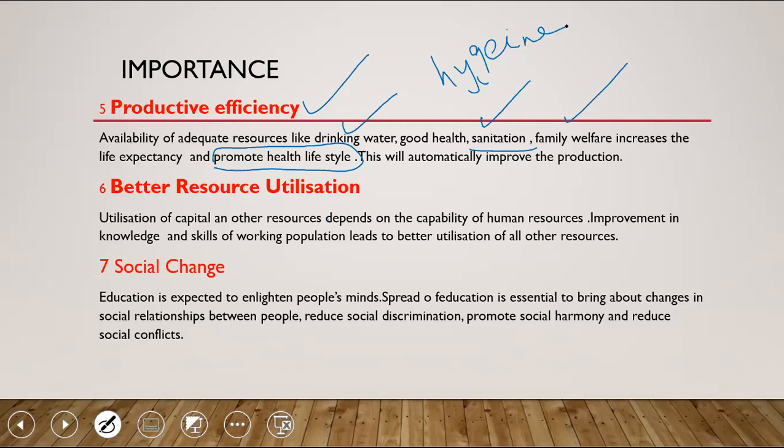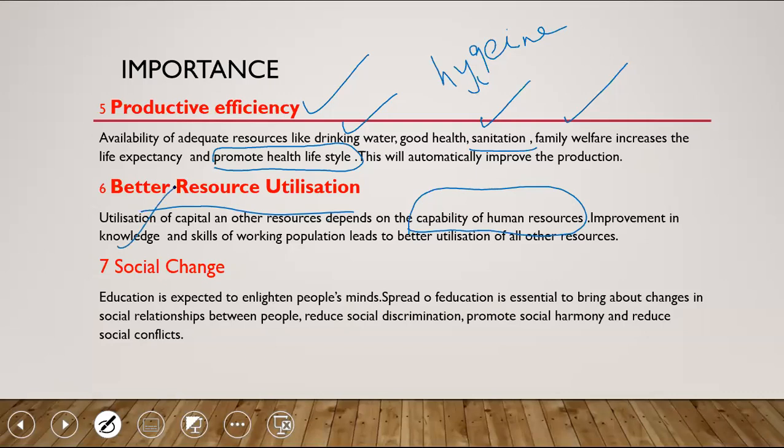Then utilization of capital, better resource utilization. How can you utilize the available resources? It depends upon the capability of human resources. For example, you know that India is gifted with so many resources, but how are you going to use them? It depends upon the human being's capability. How can human beings' capability improve, children? It will improve only through education.